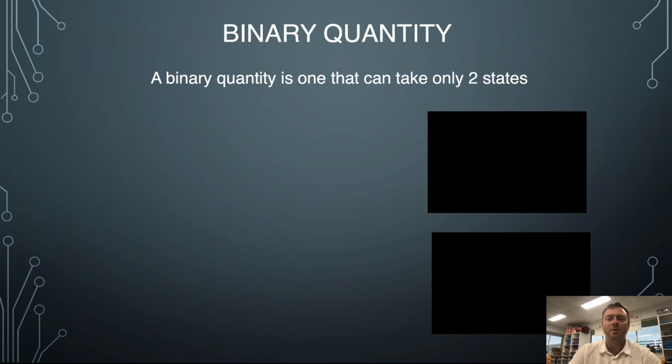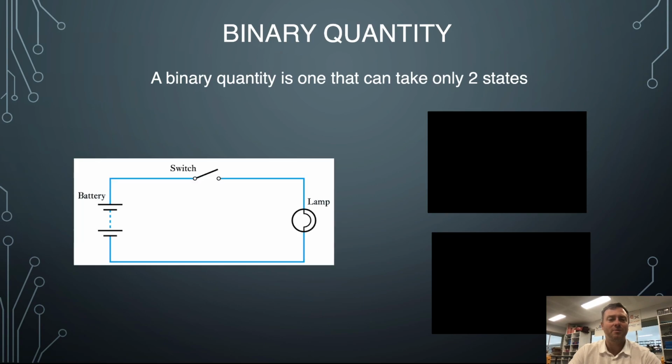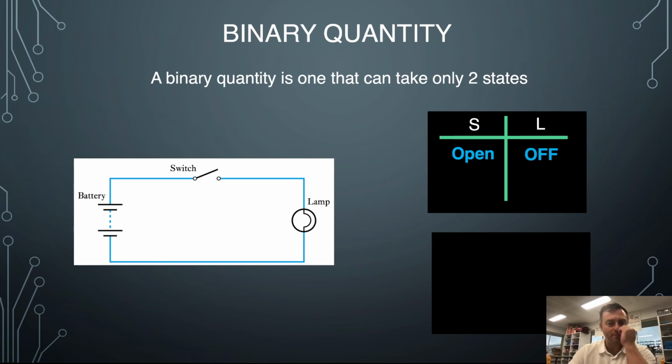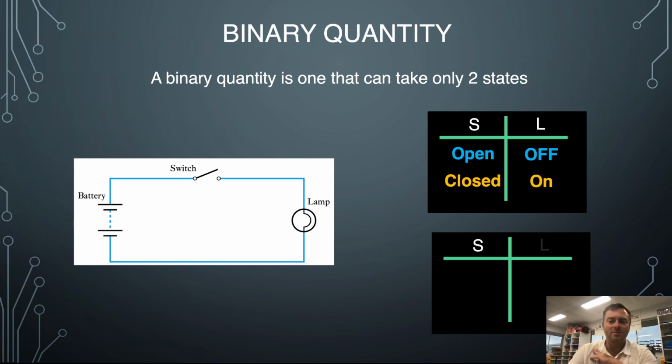So if we had the binary quantity with two different states with a little lamp like this, so we've got the battery here, a switch there, and then a lamp, the switch can either be turned on or open, which then turns the light off, or we can close the switch, which then makes the circuit, or the water flow, which then turns it on. Another way of thinking about this, if we use good old binary, if it's zero, the lamp is zero. If the state is one, it then becomes one.